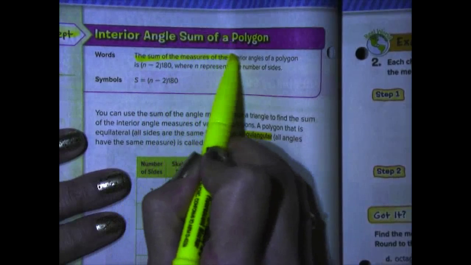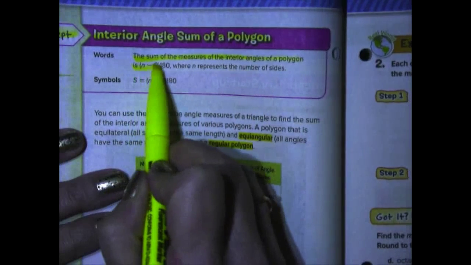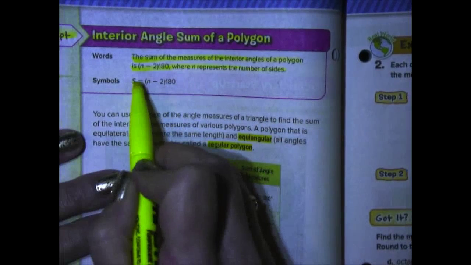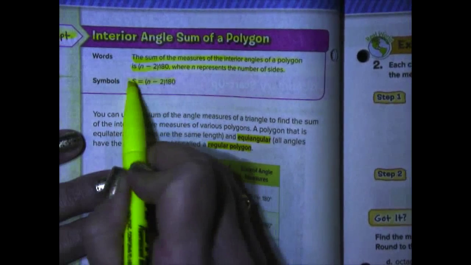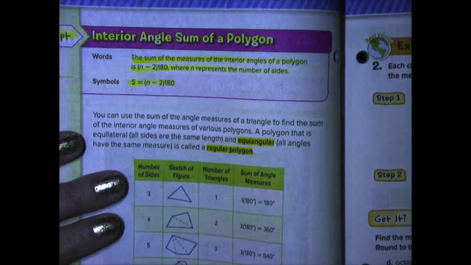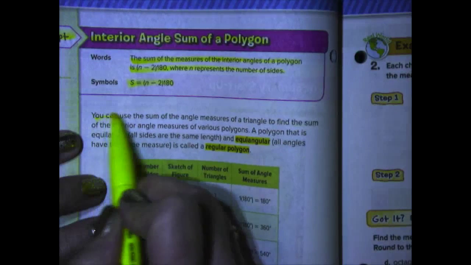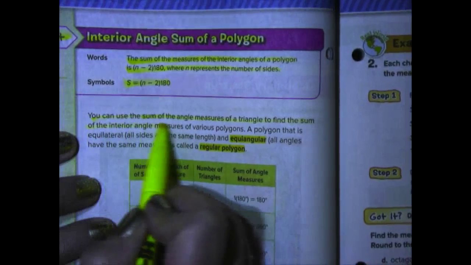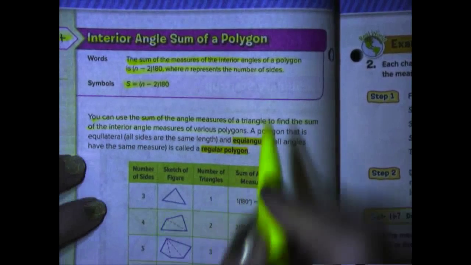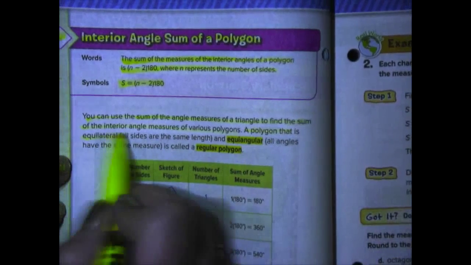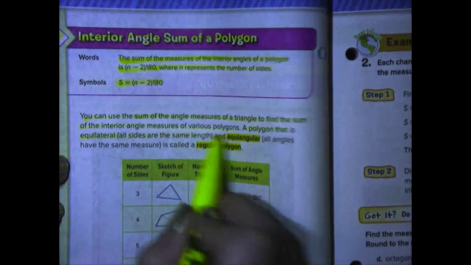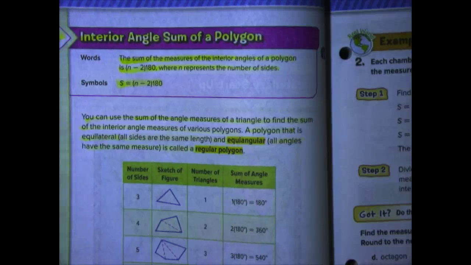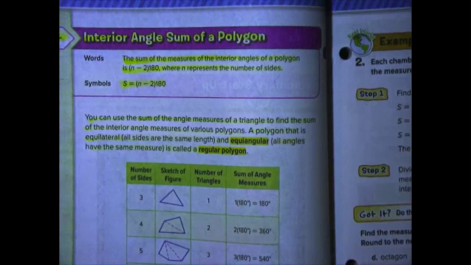The sum of the measures of the interior angles of a polygon is n minus 2 times 180, where n represents the number of sides. So our equation would be S equals n minus 2 times 180. You can use the sum of the angle measures of a triangle to find the sum of the interior angle measures of various polygons. A polygon that is equilateral, meaning all sides are the same length, and equiangular, meaning all angles have the same measures, is called a regular polygon. That's going to be really important for us to know.